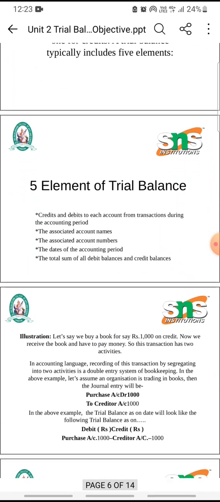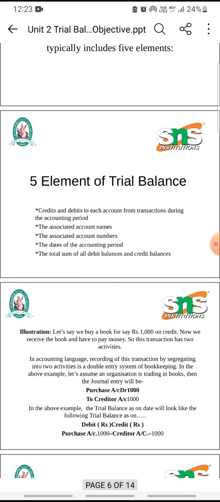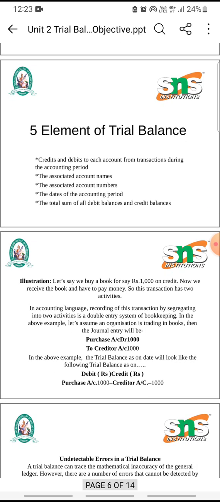Now we are going to see one illustration sum. Let's say we buy a book for 1000 rupees on credit. Now we will receive the book and have to pay the money later. So this transaction has two activities.